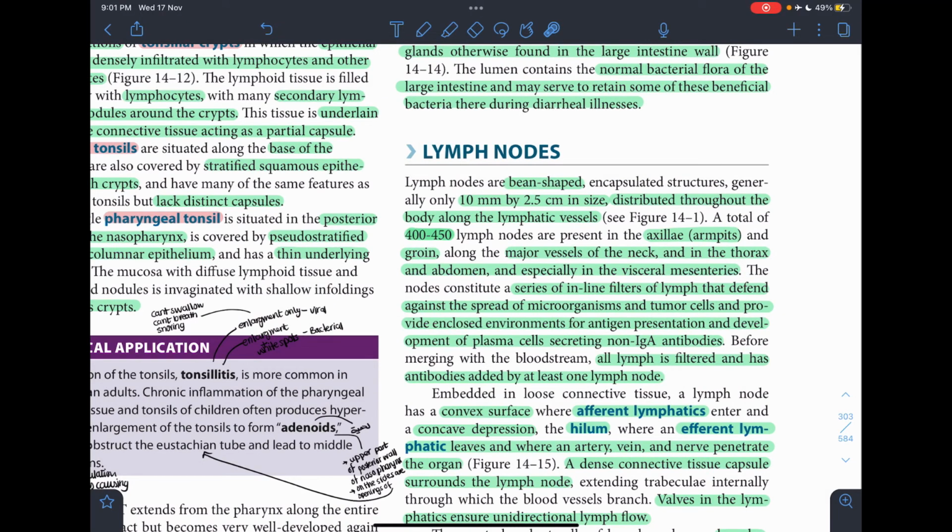Moving on to the lymph nodes. So the lymph nodes are bean shaped. The doctor said that they're not actually bean shaped, but he didn't say what shape they actually are.